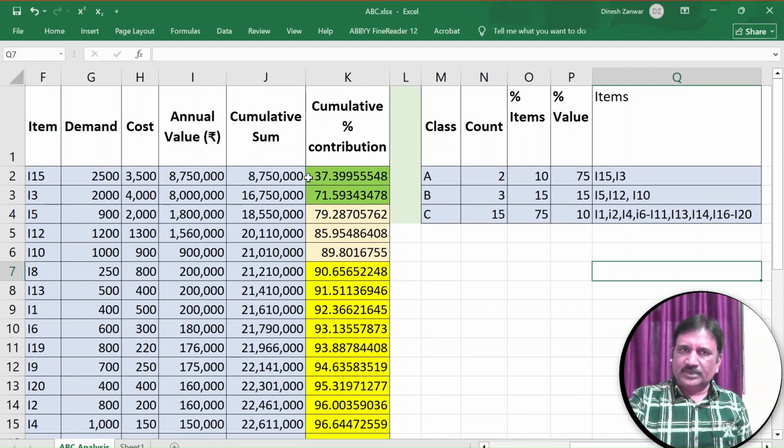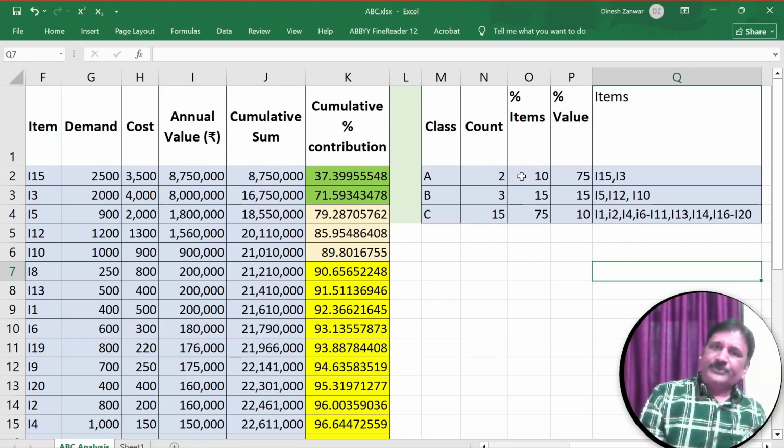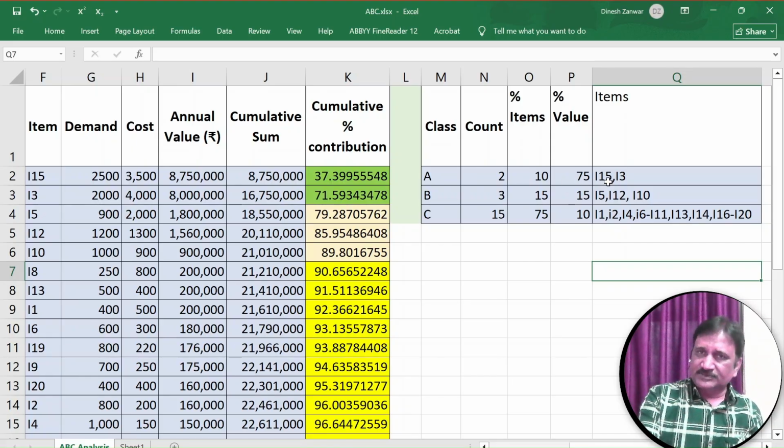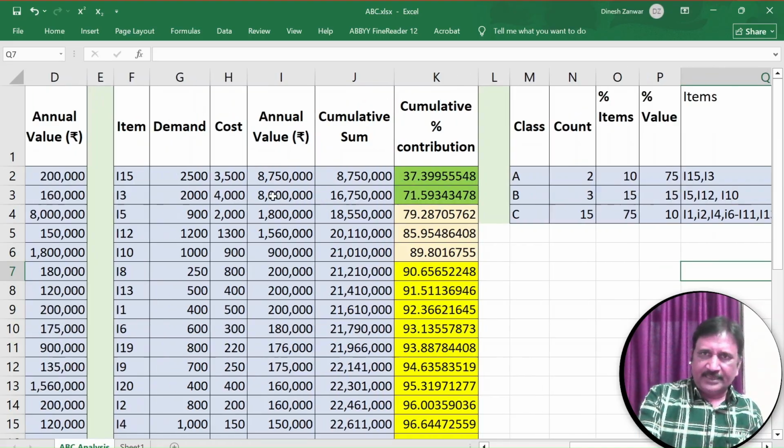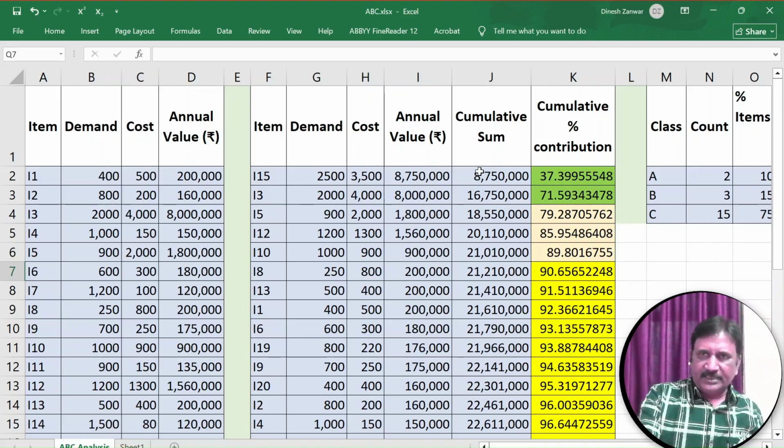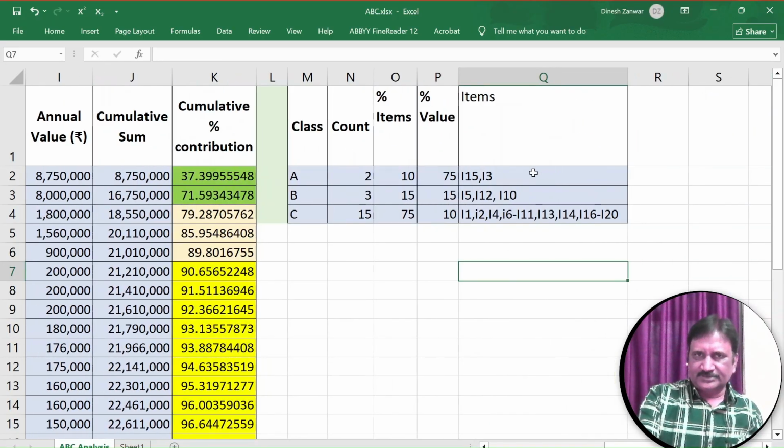In A class there are only two items, the two items out of 22 items. That means you have 10% of items contributing to 75% of the consumption value, and the items I have written are I15 and I3. As you see, I15 and I3 are the A class items.